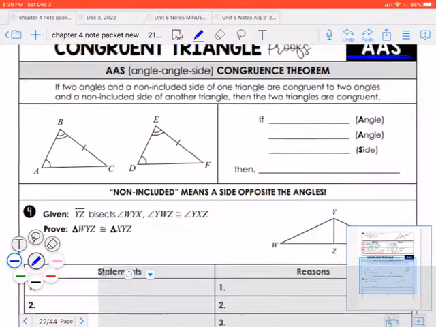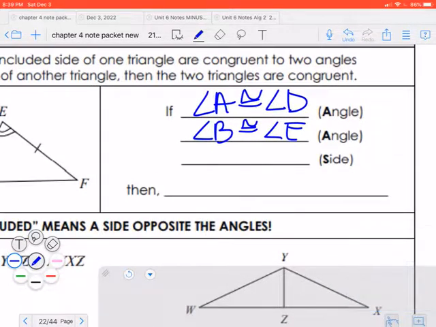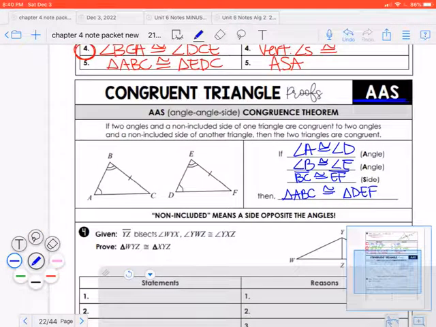So from this diagram here, if angle A is congruent to angle D and angle B is congruent to angle E, so there's angle, angle, and BC is congruent to EF, then the triangles are congruent. Triangle ABC is congruent to triangle DEF. Angle, angle, side.